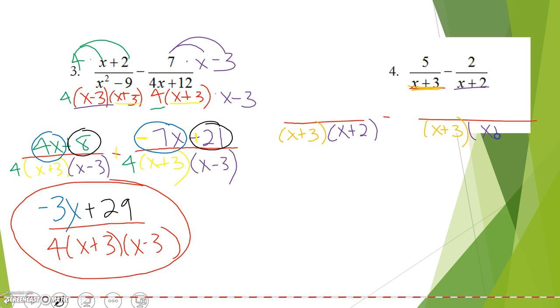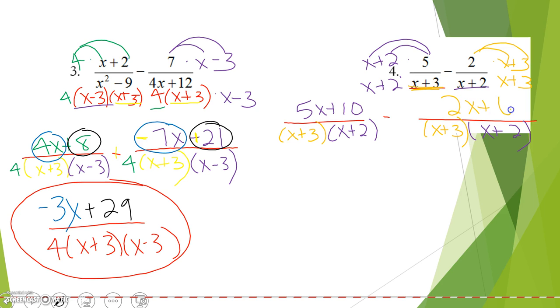So that means I need to multiply the first one, by the purple, by the x plus 2, and I need to distribute that 5. So it's 5x plus 10. And I need to multiply the second one by x plus 3, the yellow. Distribute, so 2x plus 6. I'm going to add the negative now.